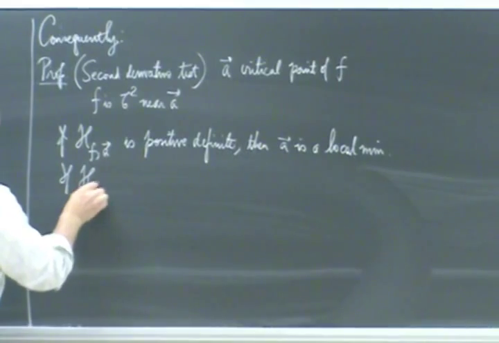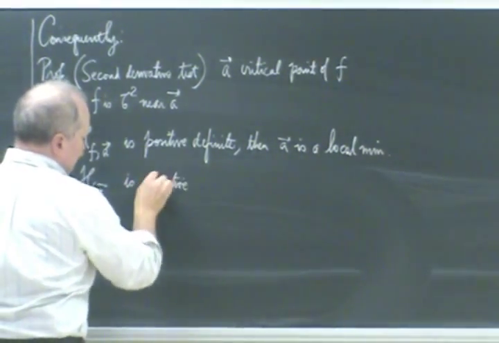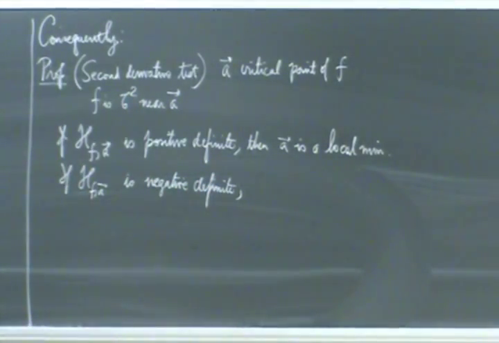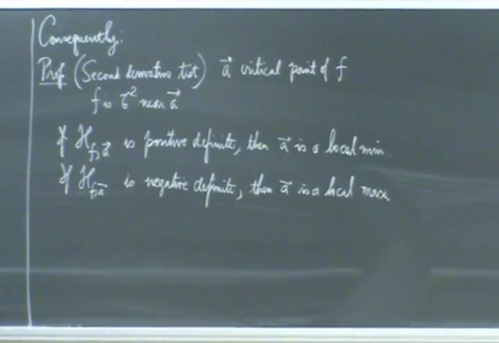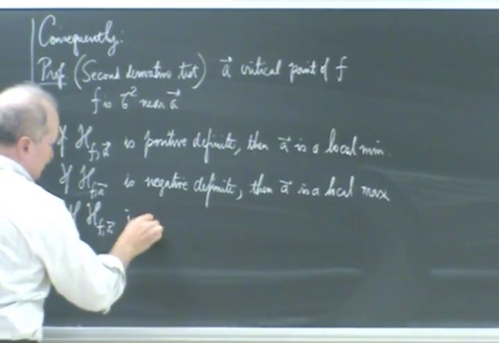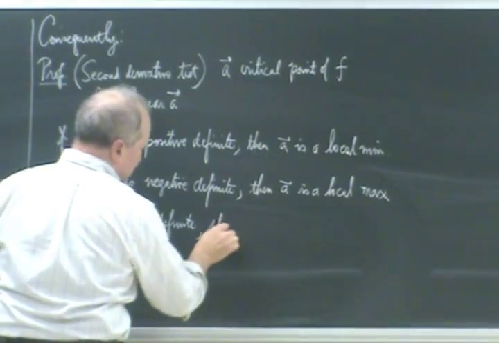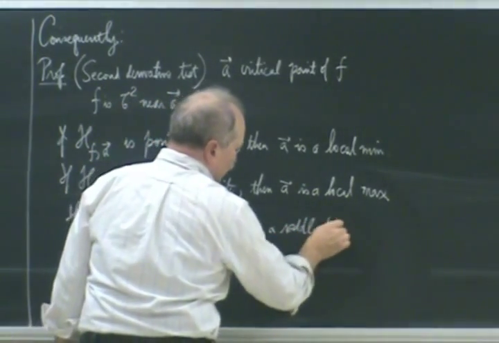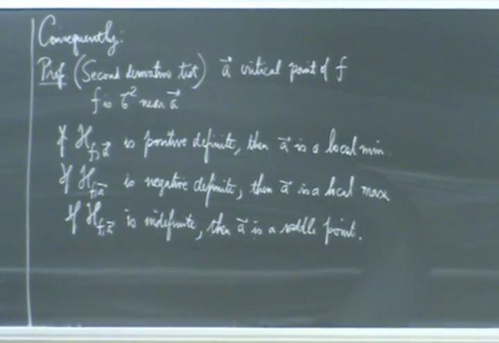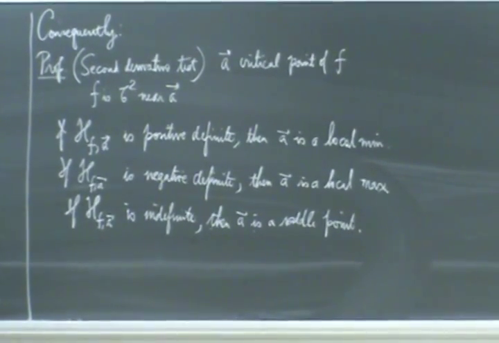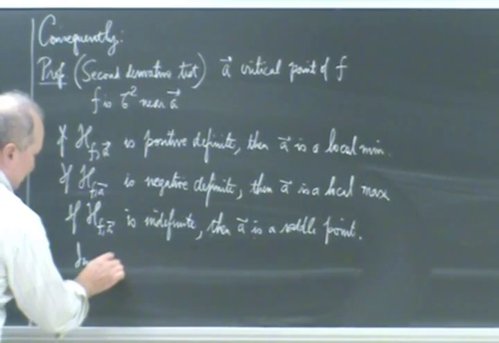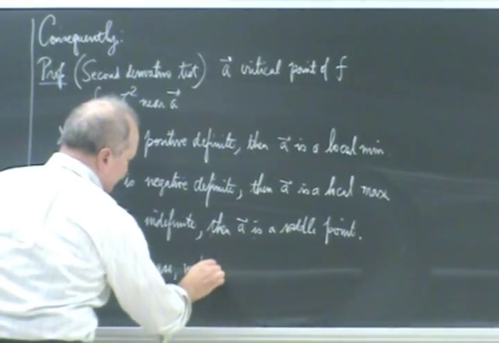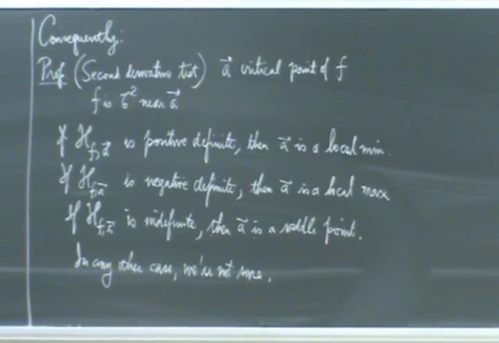If this quadratic form is negative definite, then A is a local max. If this quadratic form is indefinite, then A is a saddle point. Well, I've left out some cases. All the semi, positive, negative, wishy-washy. Don't know. If the quadratic form is anything other than these three, don't know. In any other case, we're not sure. How do you like a theorem that says that? Not as much as I like a theorem that wouldn't say that.